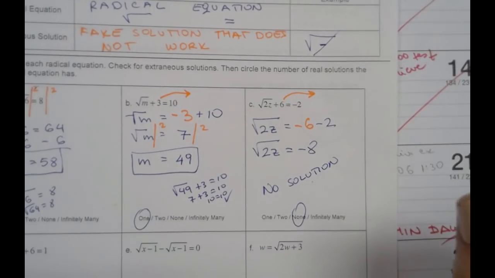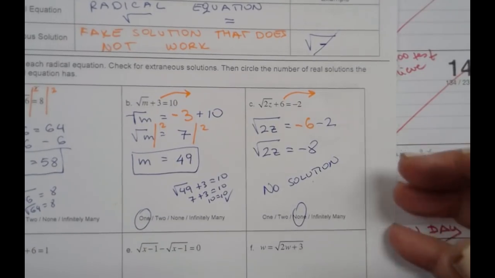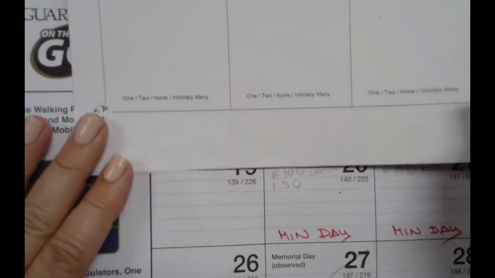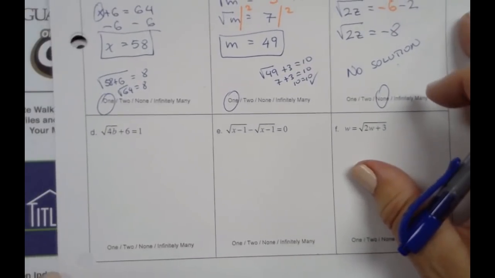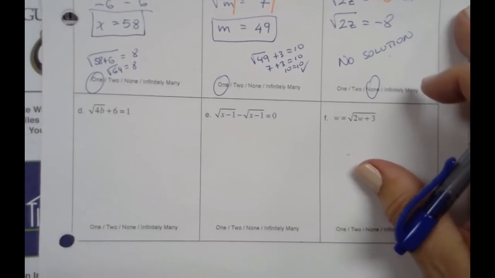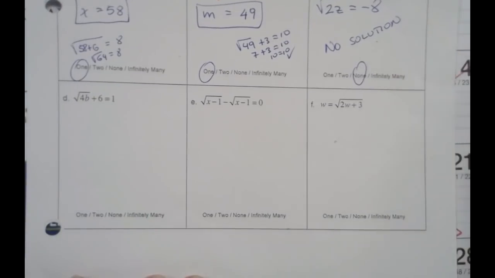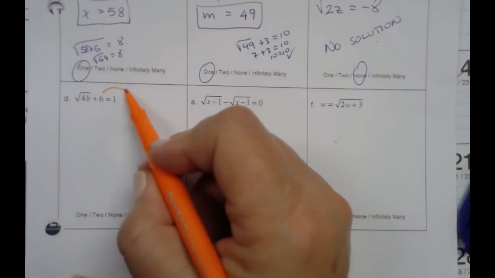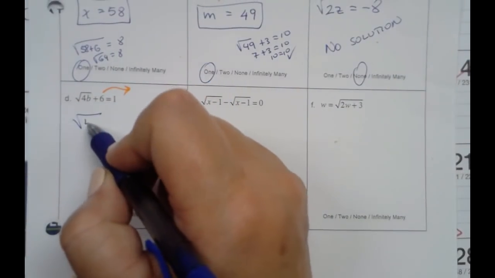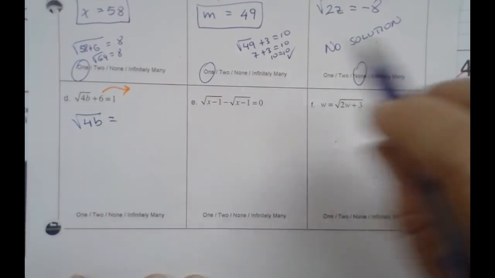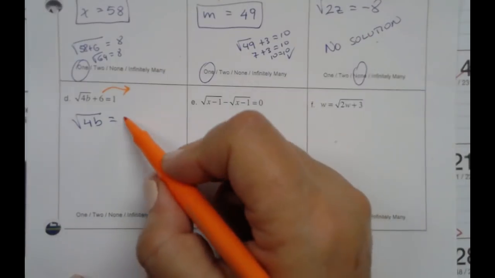Okay. Let's move on. Let's look at the next one. In the next one, we are doing D. And notice in D, again, I don't have the radical by itself. So this 6 has to be moved to the other side. So my square root of b equals negative 6 plus 1.